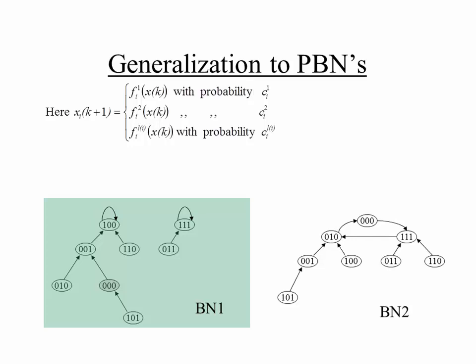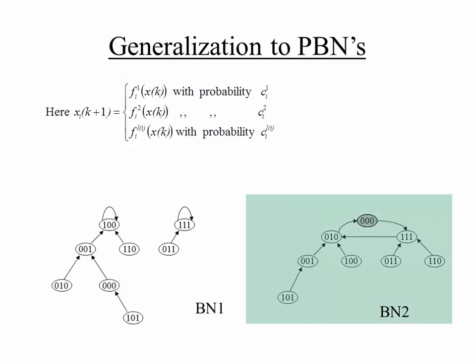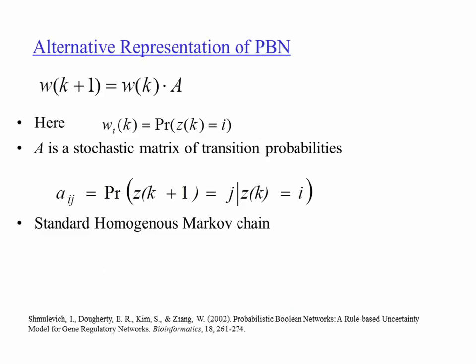That can be shown. And so if you're in, let's say, state 0, 0, 0, and you're in that first network, then you will transition to 0, 0, 1. On the other hand, if you're in the same state 0, 0, 0, but you happen to be in the second network, you will transition to 1, 1, 1. So you will see different transitions depending on which network you are in. And in this case, you can again do a mathematical representation of the probabilistic Boolean network.